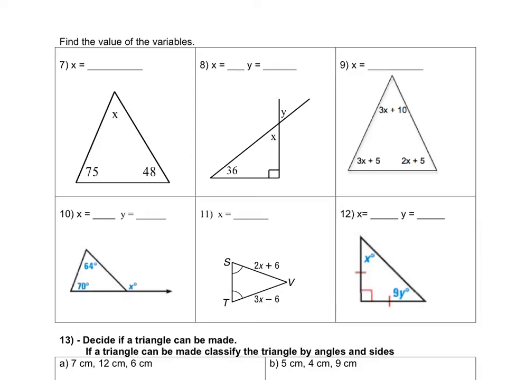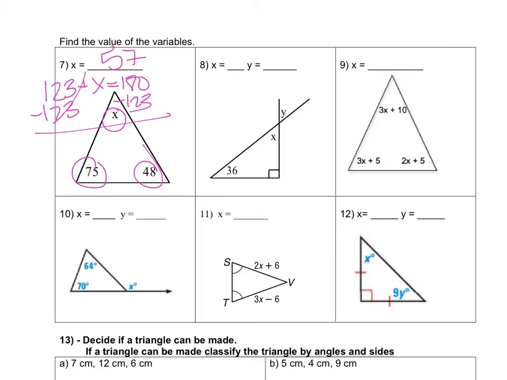Okay, number 7, it says find the value of x. Remember, a triangle has 180 degrees, so this plus this plus this has to equal 180. So if you add 75 plus 48, you're going to get 123. So you have 123 plus x equals 180. When you subtract 123 on both sides, you're going to get x equals 57.